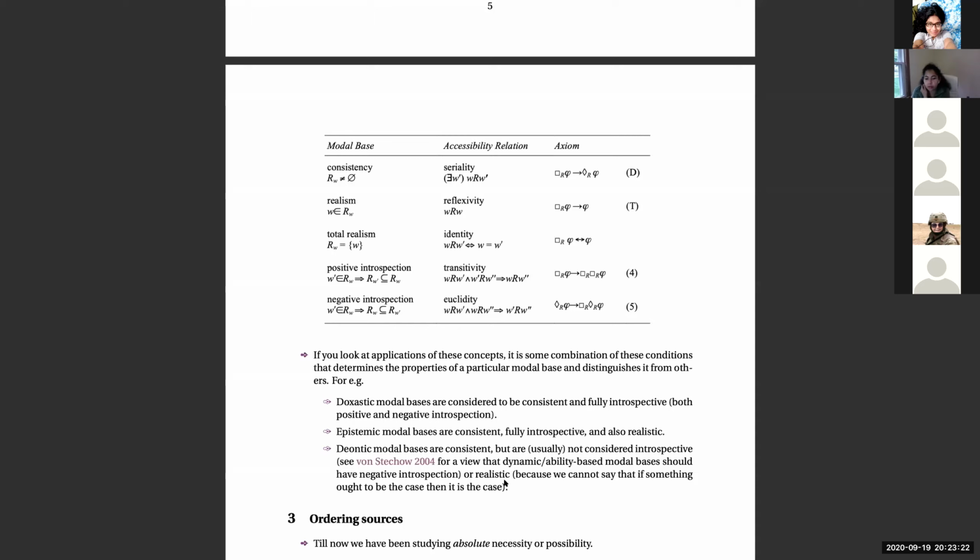And then deontic modal bases are not considered to be realistic. Okay, so they're usually not considered introspective or realistic. Because we cannot say that if something ought to be the case, it is actually the case in the real world. So you can't have that reflexive relation with rules or permissions or whatever.